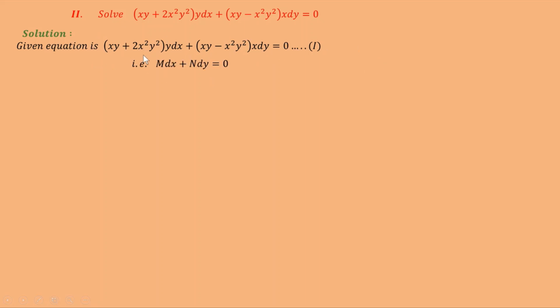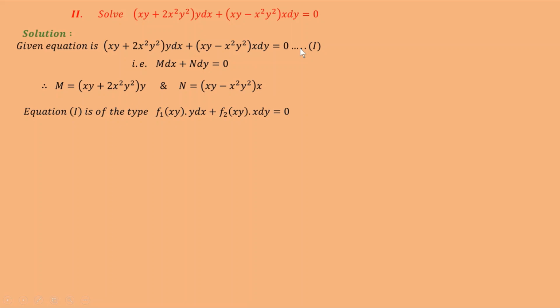This equation is of the type M dx plus N dy equal to 0. So comparing the coefficients of dx and dy, we get M equal to (xy plus 2x²y²) into y, and N is equal to (xy minus x²y²) into x. This given differential equation 1 is of the type where this is a function of x into y, and this is again another function of x into y. So you can say this differential equation is of the type f1(xy) y dx plus f2(xy) x dy equal to 0.